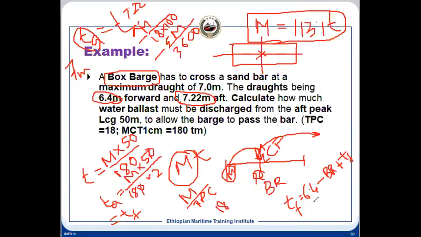After that calculation, we need to see how much we get. It should not be more than 7. So in this case, if we calculate this, we get 6.62 meter, which is less than 7 meter. It means our condition to cross this bar, the sandbar, is satisfied. Clear? Understood, everybody? What I have done? Any question?